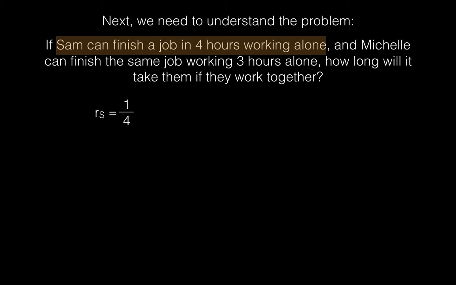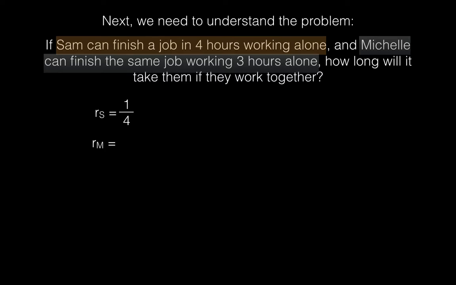If you don't understand that, make sure you email or text, whatever, and let me know so I can try to explain it to you. But again, he can finish 1/4 of the room per hour because it takes him 4 hours. Again, 1/4 plus 1/4 plus 1/4 plus 1/4 is 1 room. Michelle can do the same job in 3 hours. That means Michelle's work rate, R of Michelle, is going to be 1/3.